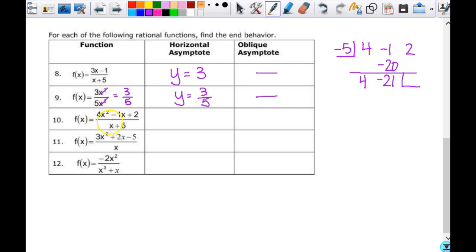This was 1 degree higher. That's why I divided. I sort of skipped over that explanation, which means I don't have a horizontal asymptote because it's top heavy. I do this to get my slant or oblique asymptote, and it's y equals 4x minus 21.